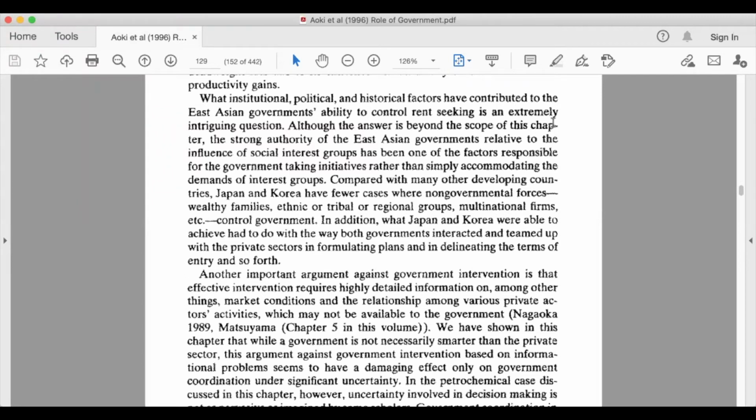It's extremely complex to answer this, they say. But compared with many other developing countries, Japan and Korea have fewer cases where non-governmental forces, wealthy families, ethnic or tribal or regional groups, multinational firms, etc., manage to control the governments. In addition, what Japan and Korea were able to achieve had to do with the way both governments interacted and teamed up with the private sectors in formulating plans and in delineating the terms of entry and so forth.